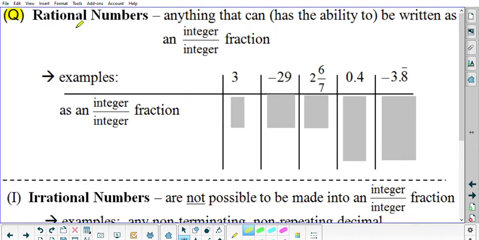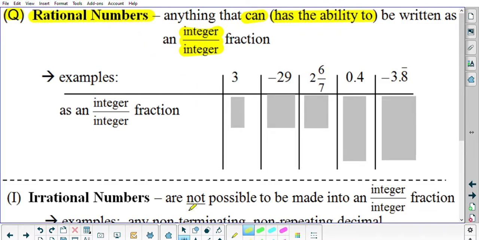All right, so what are rational numbers? They are any number that has the ability to be written as an integer over integer fraction. So any number that has the ability to be written as a fraction, where it's an integer as the numerator over an integer as the denominator, is what we call a rational number.